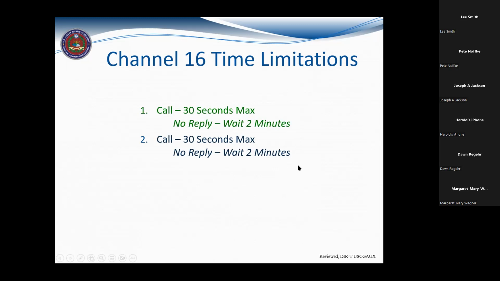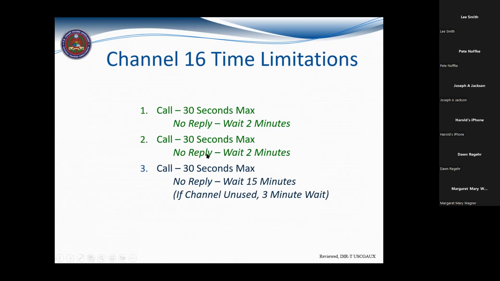If you still don't get a reply, you can make a third call. And if you do not get a response after the third call, the rules say you're supposed to wait 15 minutes. They do allow an exception that says if the channel's not being used, if you wait at least 3 minutes, then you can try calling them again.